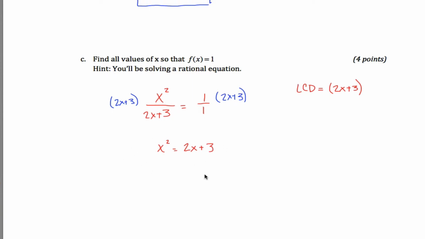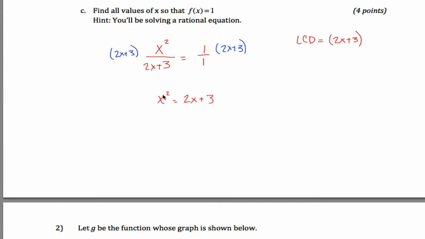So what I now have is an equation which I can solve. Solving equations when you have an x squared and an x term, the strategy is to set the equation equal to 0.